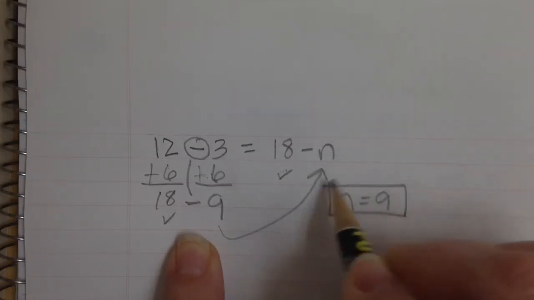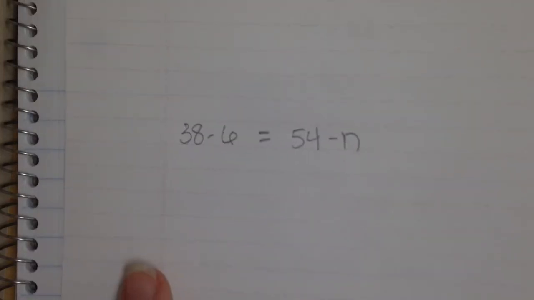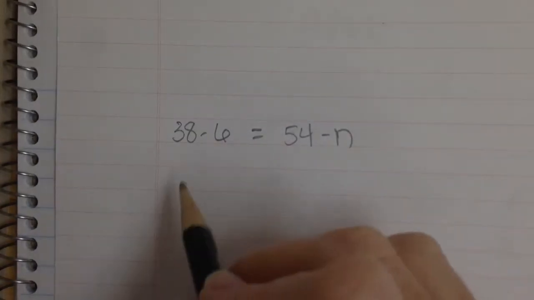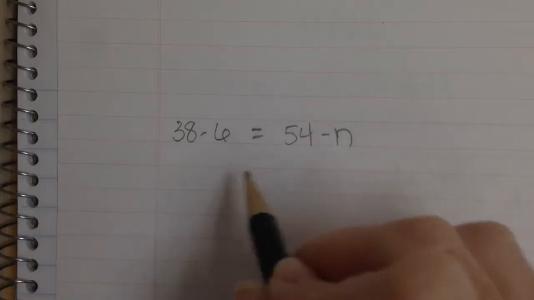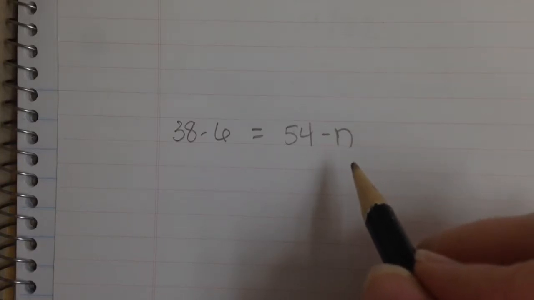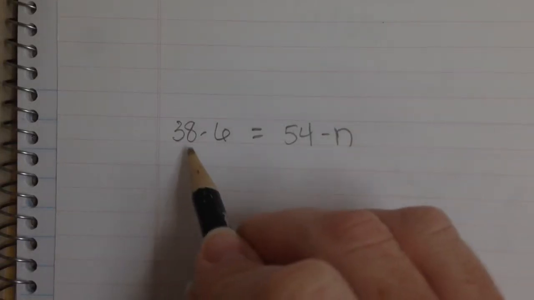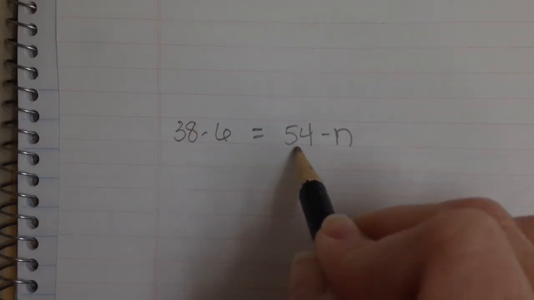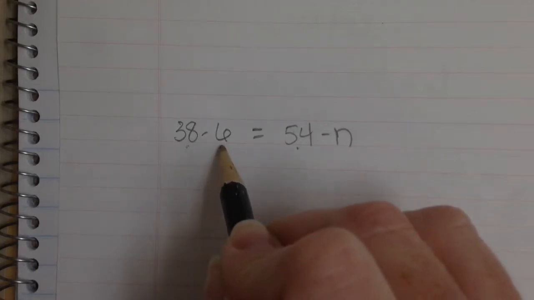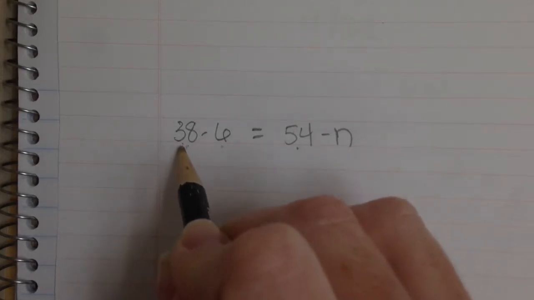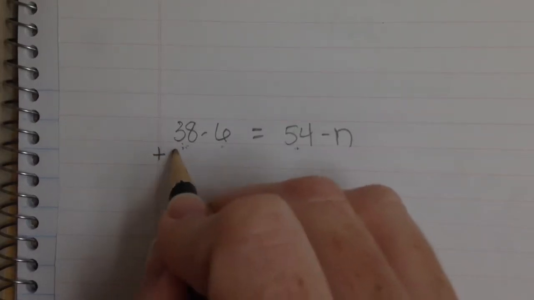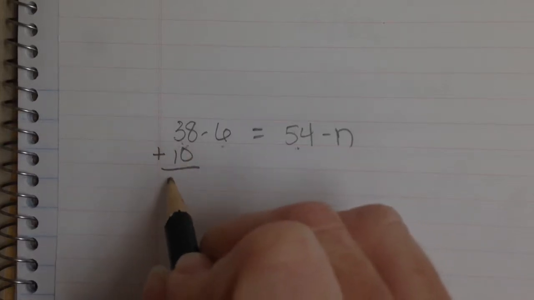Okay? Here's another example, a little bit higher numbers. So we have 38 minus 6 is equal to 54 minus n. We want one of these numbers to match the only number they gave us over here. It's easier to get 38 there than it is to get 6 to turn into 54. So we have to figure out how much I have to add to 38 in order to get to 54. If I start adding in increments of 10, 38 plus 10 would be 48.